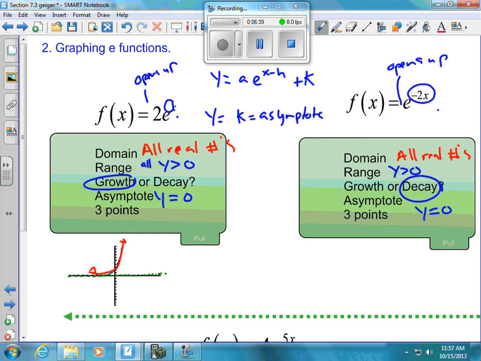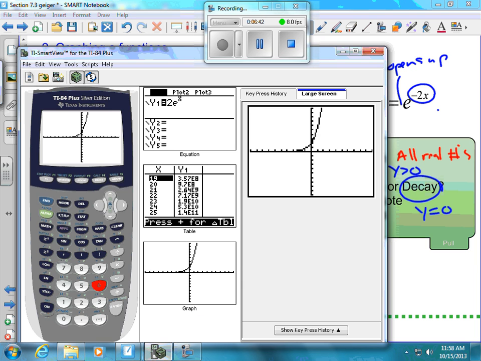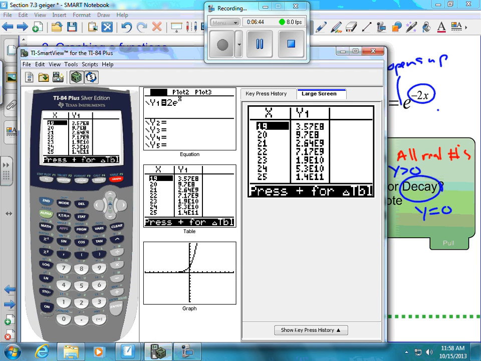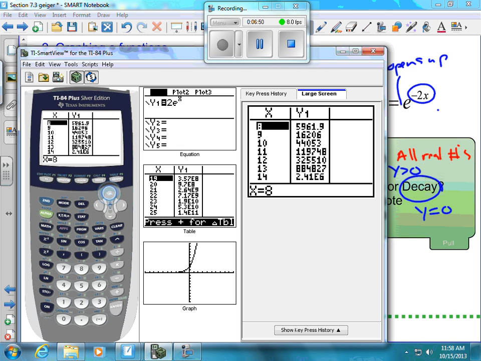Okay, if I want 3 points to plot, I just go to my table, hit second table, and get some smaller values. I might put my table up here a little bit higher. Some more manageable values here.